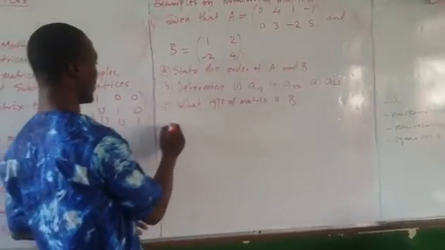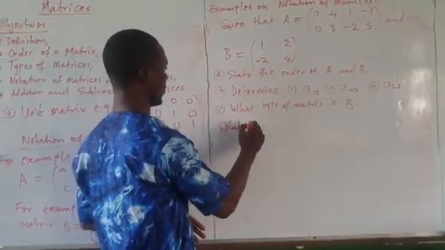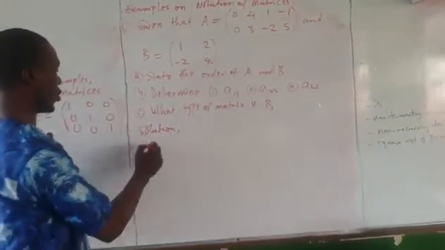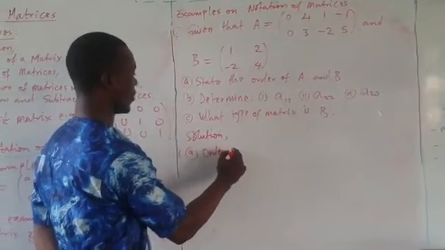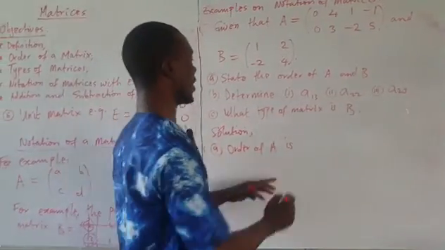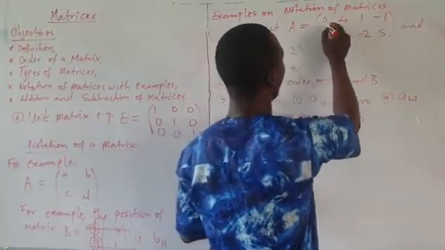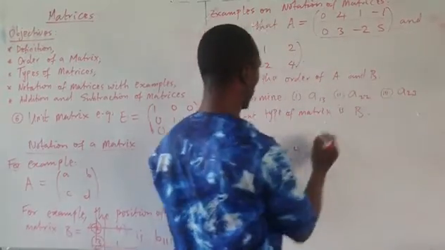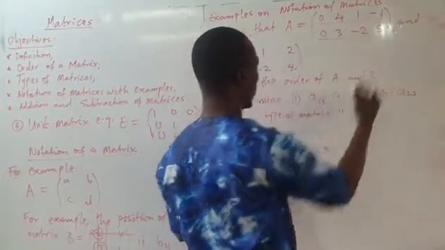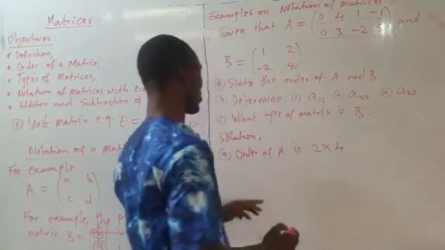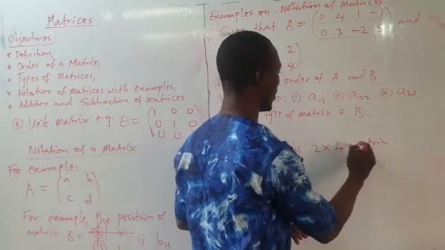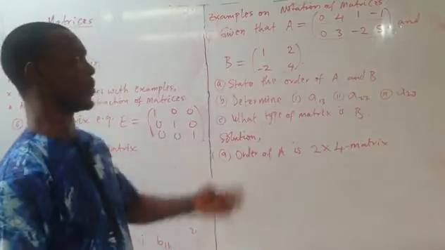So question A, solution. State the order of a matrix. The order of A is, the name of matrix A depends on the number of rows. We have the first row and the second row. That is 2 by how many columns? 1, 2, 3, 4. So we have 4 columns. So matrix A is a 2 by 4 matrix. That is the order of matrix A, which is the name given to matrix A.